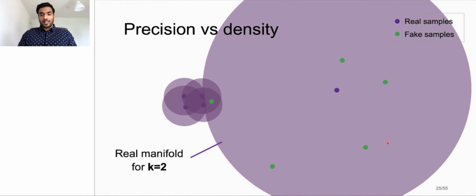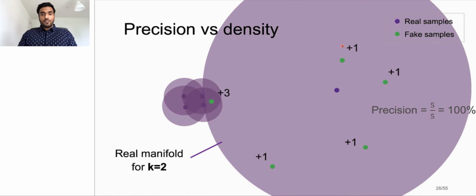Now let's look at this visually. If we calculate precision in this example, we would detect basically that everything is inside the manifold, so our precision is 100%. Let's do the same thing for density.